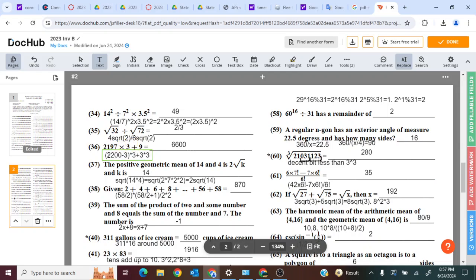This right here is equal to 2,200 minus 3 times 3, and then you're adding back on 3 times 3. So it's really just 2200 times 3.